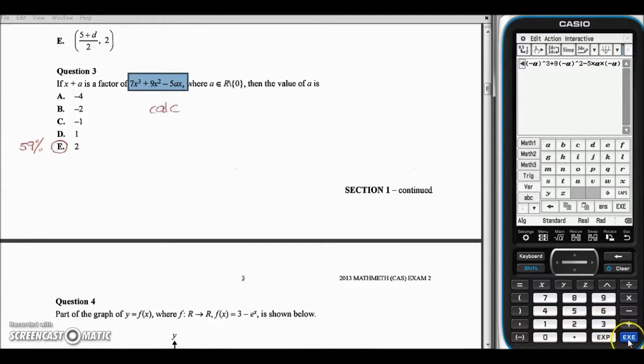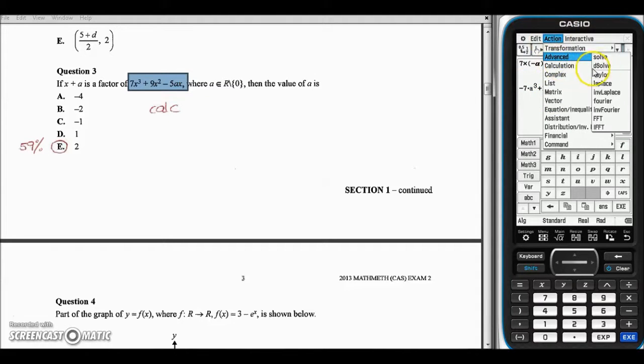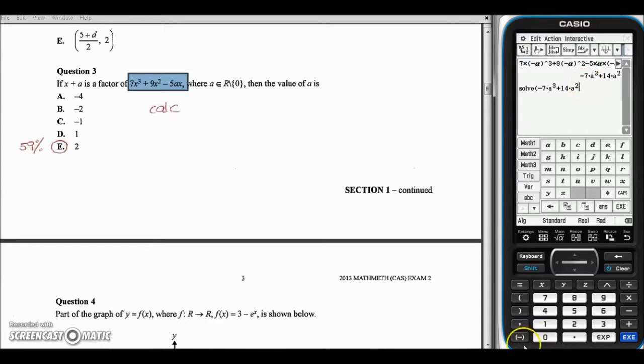Now we want to set that equal to 0 and solve. So action, advance, solve. Set that equal to 0 and we are solving for A. And the answer is 0 or 2. Now 0 is not an option, plus we're told that A couldn't be 0, so the answer is 2, which is E.